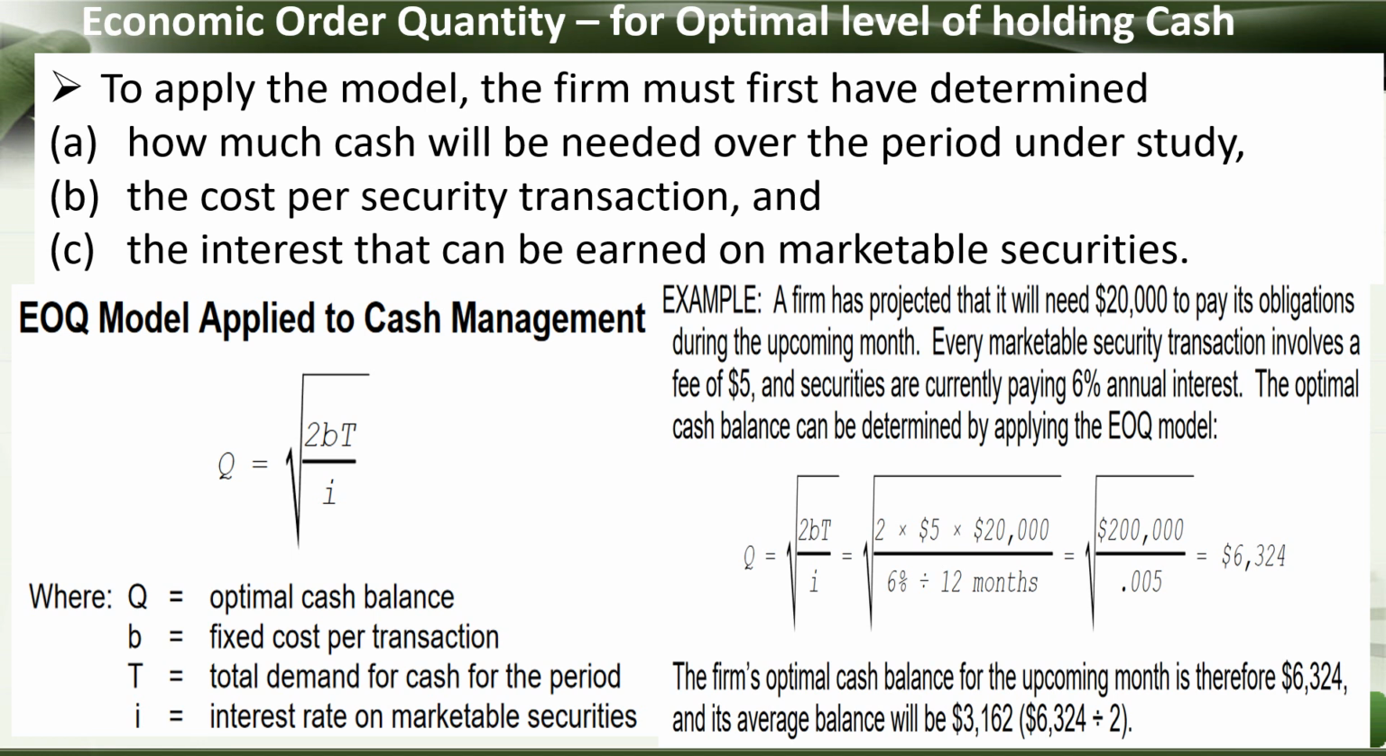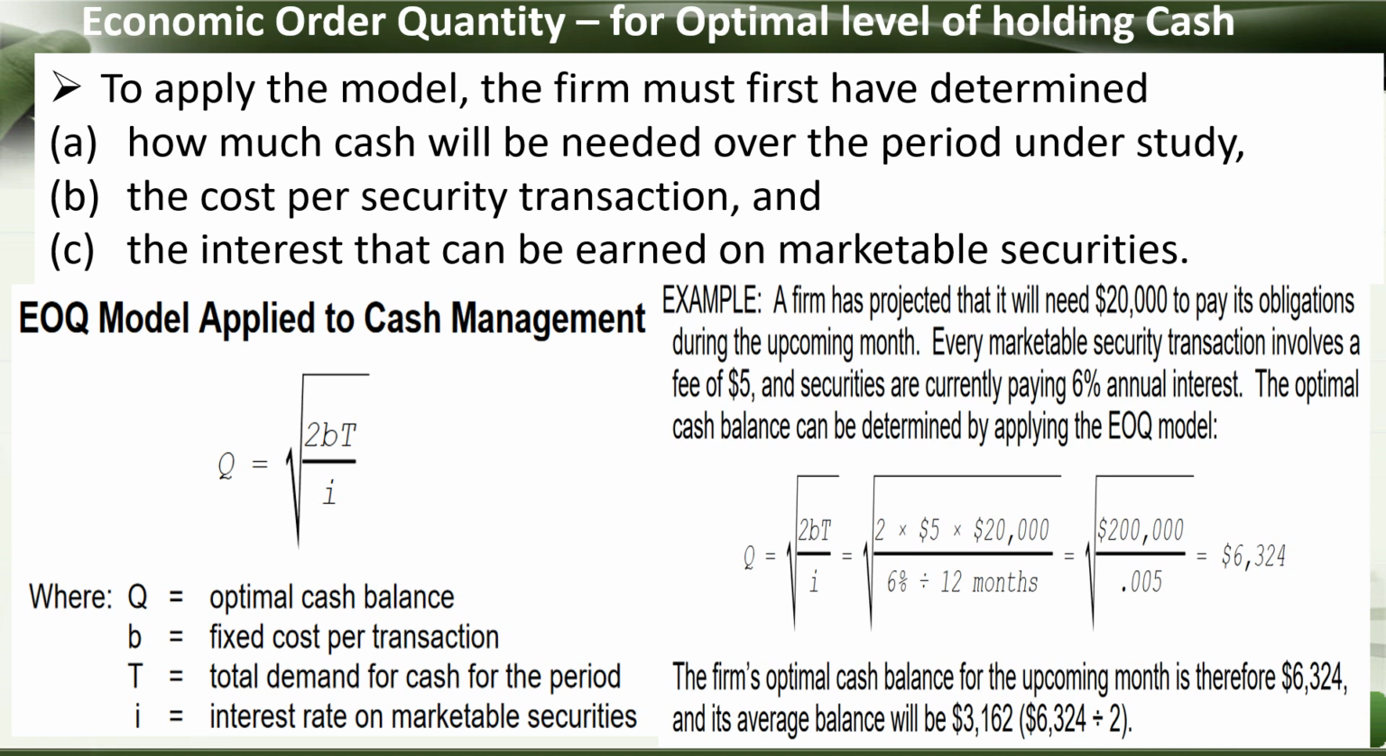So we get that cost per security transaction and the interest that can be earned on marketable securities in order to arrive at that cost calculation. Then we apply this formula: the economic order quantity Q equals the root of 2BT divided by I. Q means the optimal cash balance, and B stands for the fixed cost per transaction. What is the fixed cost of that? And T is the total demand for cash for that particular period, and I is the interest rate on marketable securities. So applying this formula, we get the value.